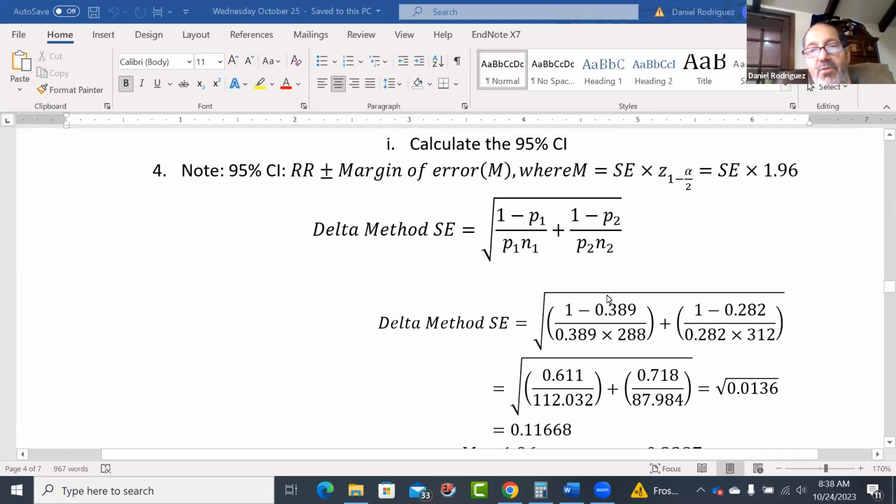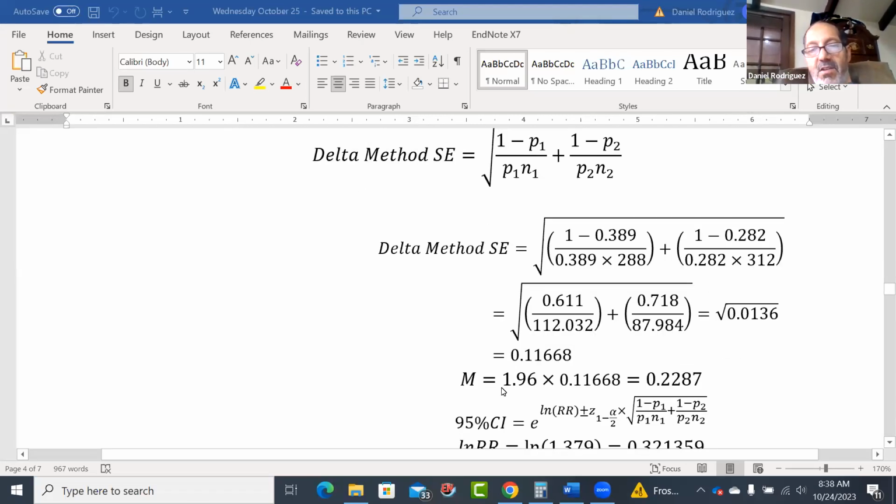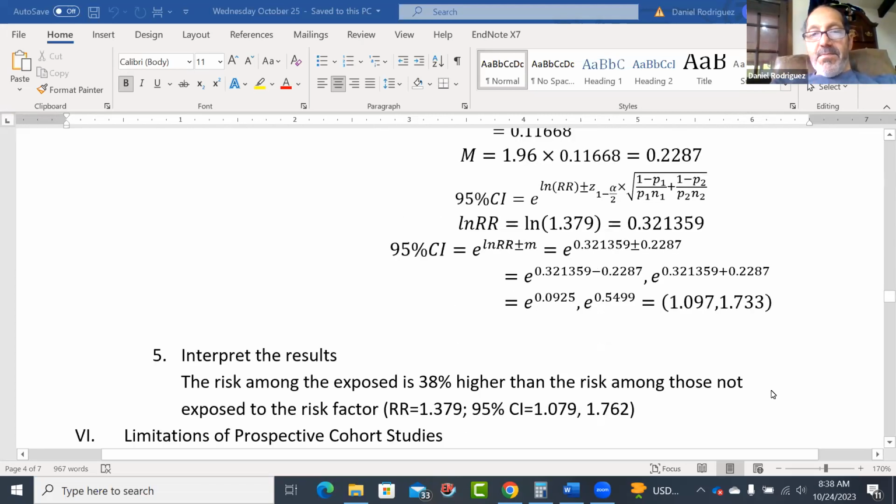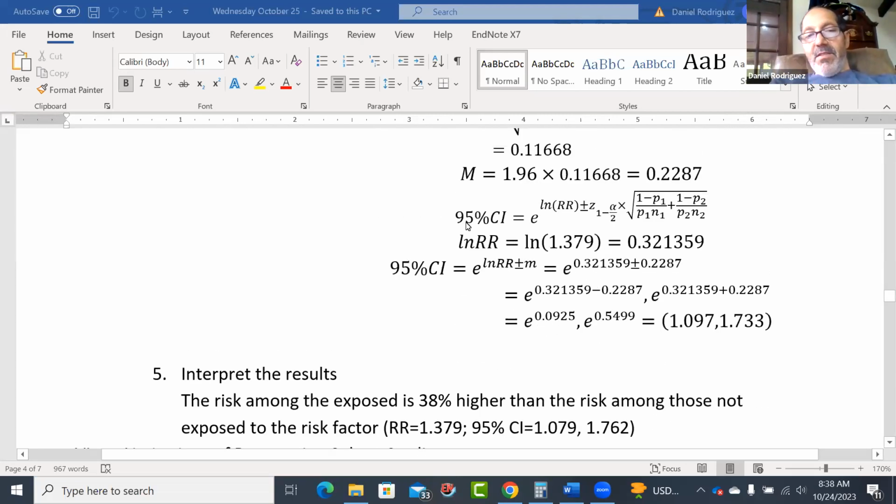And I told you what the P1 was, 0.389, and P2 is 0.282. With the sample sizes, we get our standard error. So that's our standard error, for the margin of error. Now, for a 95% confidence interval, the Z value, the one that defines that boundary within the standard normal distribution, is plus or minus 1.96. So our margin of error would be 1.96 times our standard error, right? And the minus part is going to come in because we are subtracting it as well as adding it to our natural log relative risk.